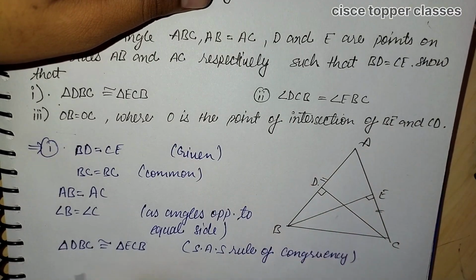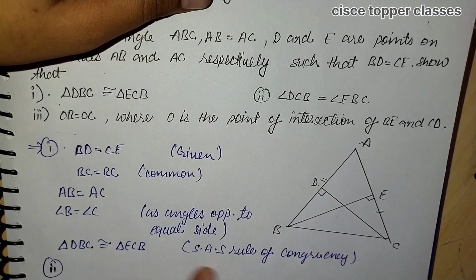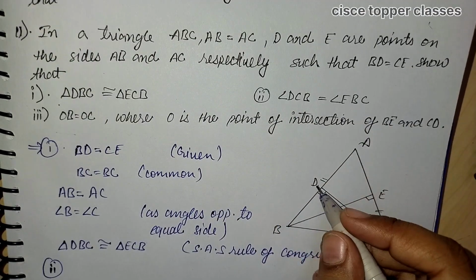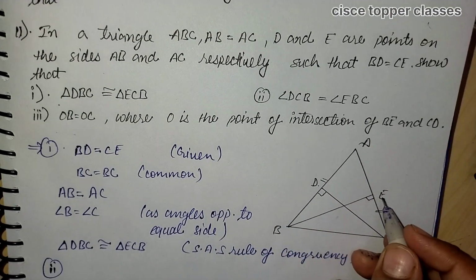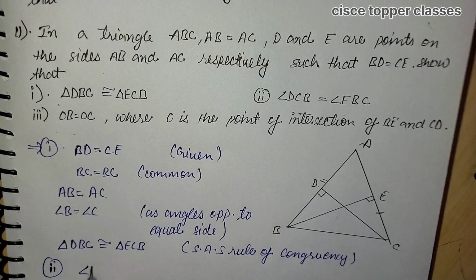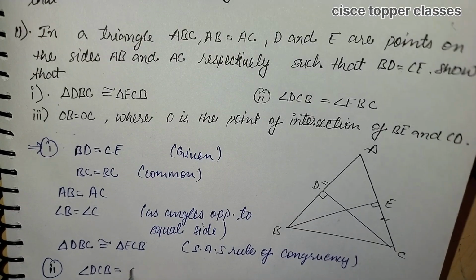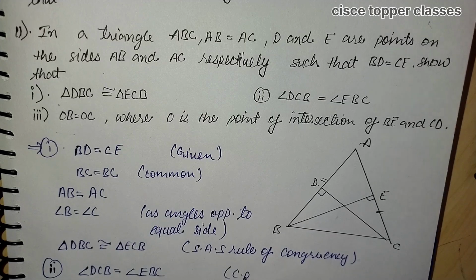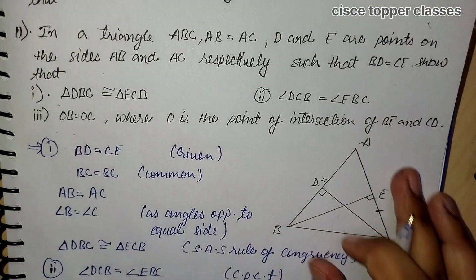Now let us solve the second part. Meaning we have to prove, this is the first part which we have proved here. By CPCT we can prove that angle DCB and angle EBC are equal. So here we have angle DCB equal to angle EBC, meaning this is from CPCT.